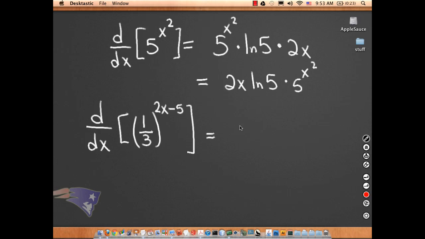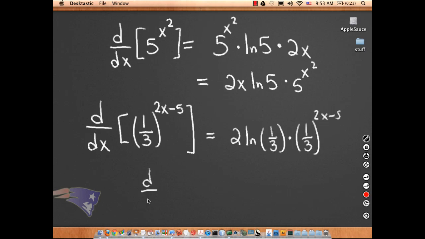Okay, you should get 2 natural log 1/3 times 1/3 to the 2x minus 5. What did you get? Yes, ma'am. All right. How do you do that very last part, the 1/3 times 2 to the x? I understand how to do it, but why?